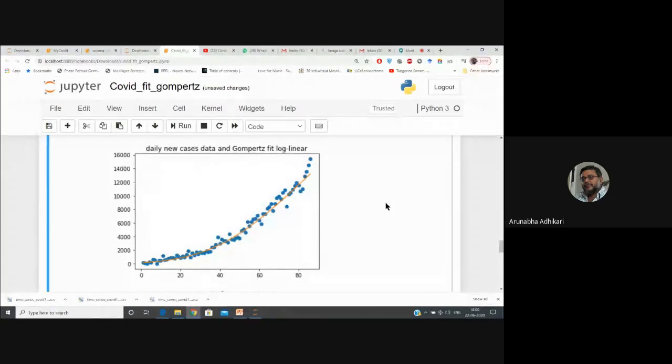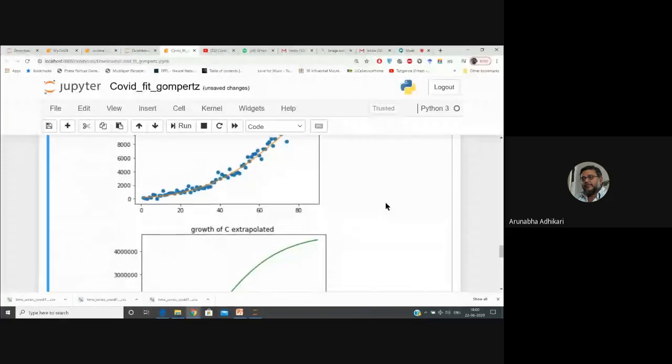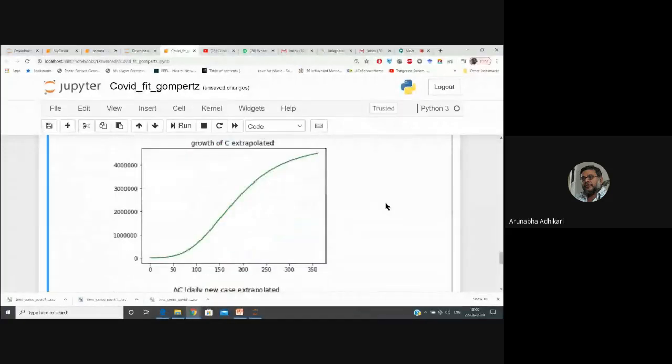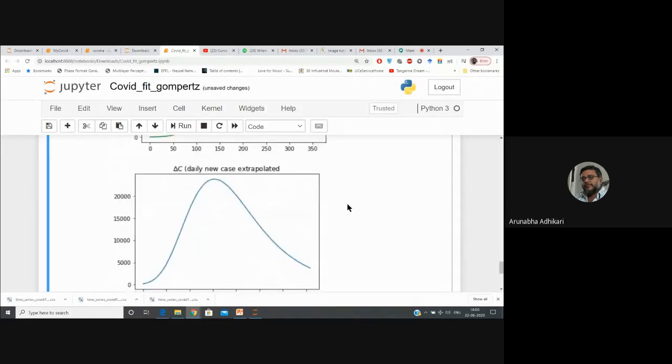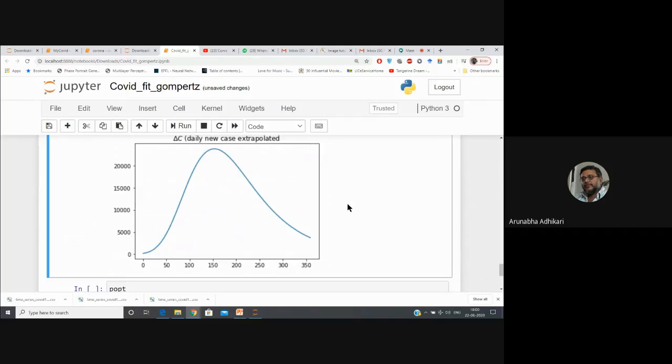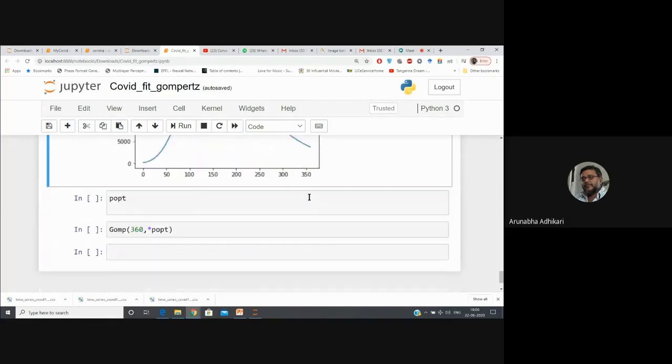And then I extended that to some future cases also, and that future is very bleak according to this, because it is still not showing saturation at 350 days starting from the start of the lockdown, and it is over 40,000 or so. And the daily new cases will peak around the 150th day, starting from the day of the lockdown.